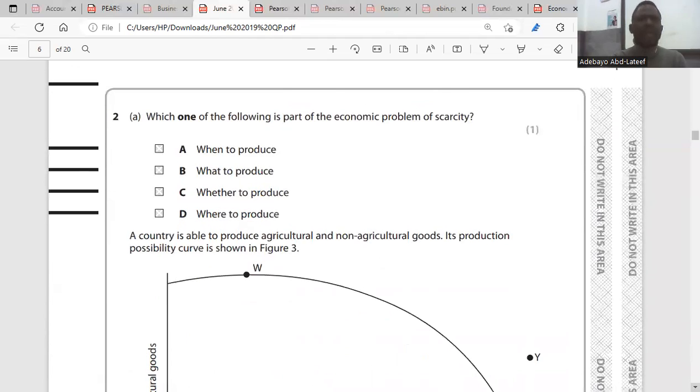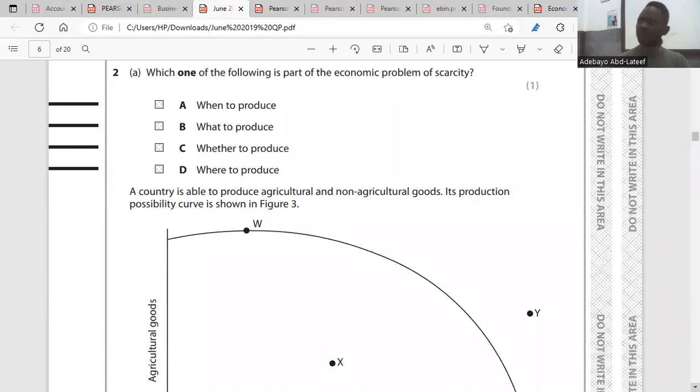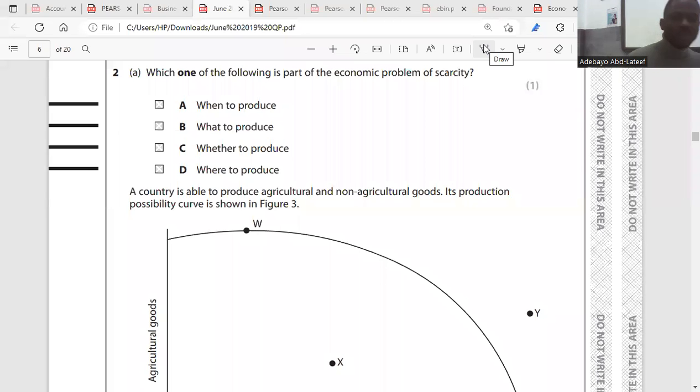We move on to question 2. They said, which of, are you there, please? All right. Question 2, they said, which one of the following is part of economic problem of scarcity? Before we go into that, what is an economy? What's an economy?